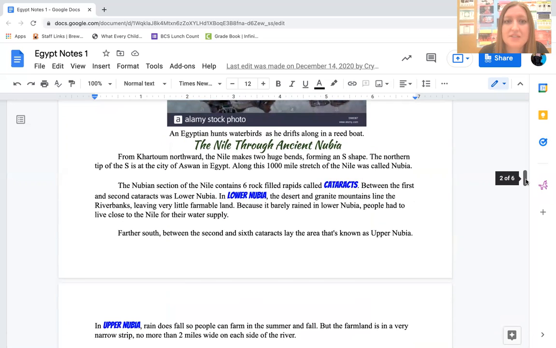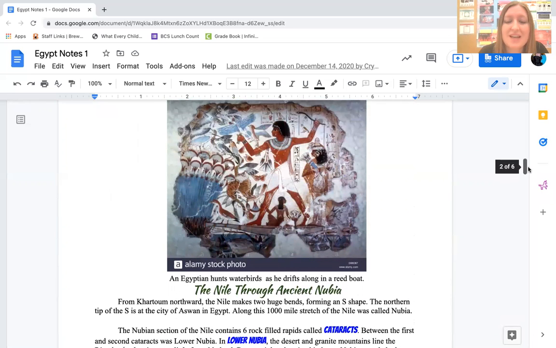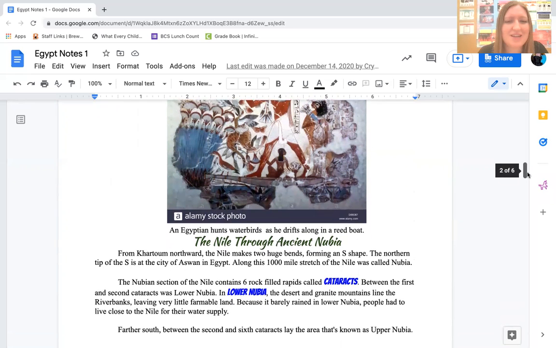Survival, the Nile. An Egyptian hunts water birds as he drifts along in a reed boat. Aha, reeds on the side of the river. They can make boats and they can make paper. Eventually, we'll talk about that.